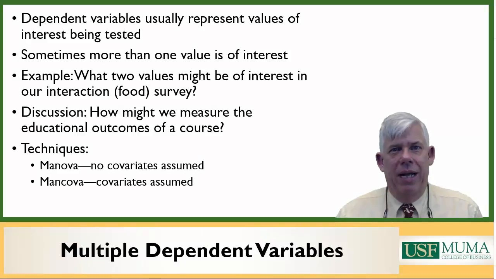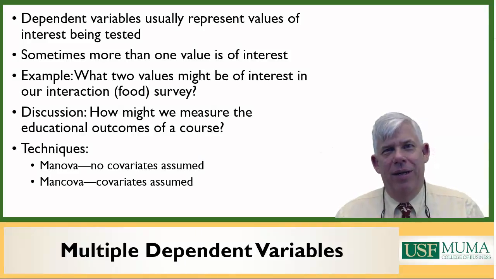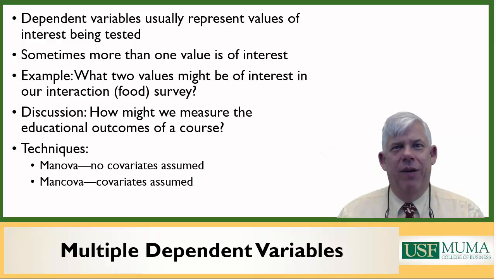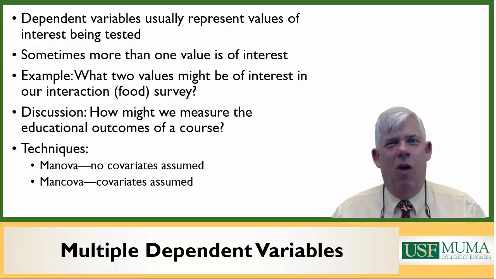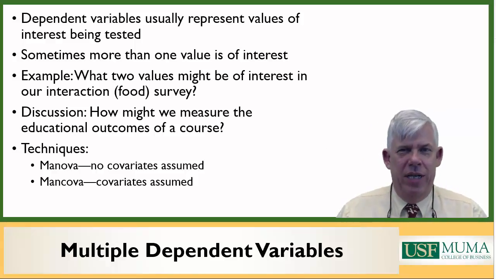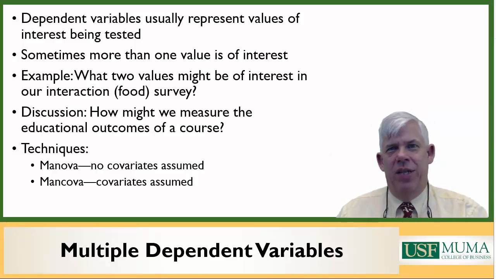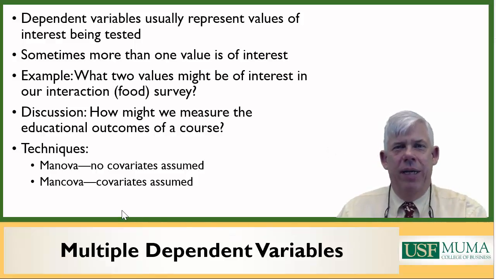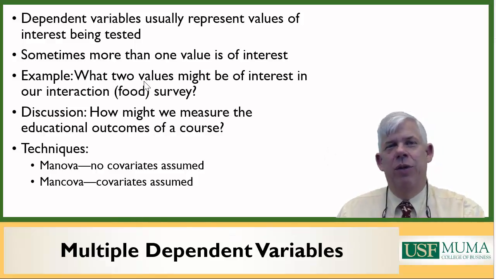So, analysis of variance, ANOVA, tests a single dependent variable. But sometimes we actually want to test a whole bunch of different dependent variables to see if they're affected by different factors. And that process is called MANOVA. For example, in our food survey, we had two dependent variables.